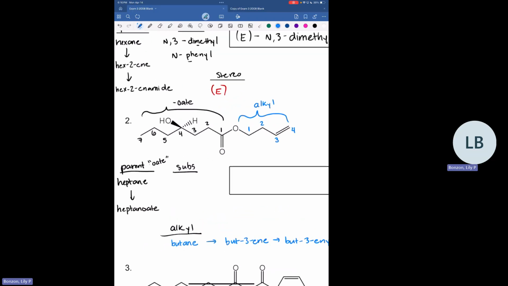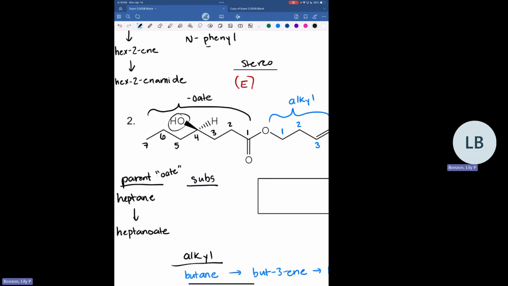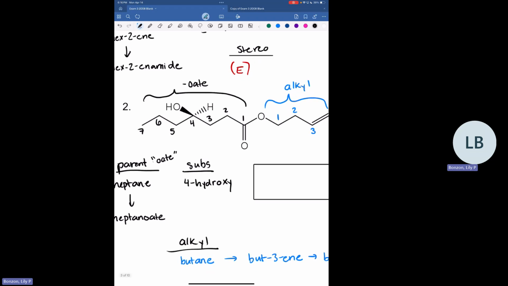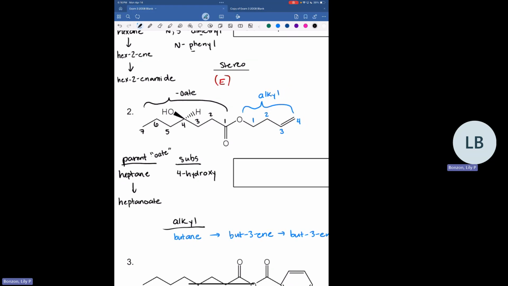So yeah, we don't have any substituents on that alkyl chain, so we can go back to our main chain for our substituents. We have this OH group. So remember that alcohols become hydroxys when they're substituents. And that's starting at carbon 4. So we have 4-hydroxy. And that's all the subs we have for the whole thing. And then for our stereochemistry, we do not have stereochemistry on that double bond on the end because it has 2 hydrogens on that carbon 4, so we can't distinguish between the two.